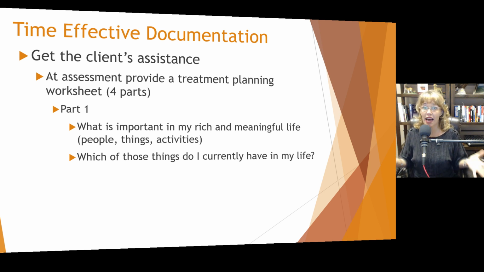So part 1, what I have them do is identify what is important in their rich and meaningful life. What people, things, activities. We talk about what this is going to look like, what I'm hoping they're going to be able to bring back to me the next week. And also, of those things that are important, which of those things do I currently have in my life? A lot of times we're so focused on what we don't have, or I can be happy when I finally get, that we forget the things that are important that we currently have in our life. So this is one little step to helping people identify what resources, strengths, tools, and important things they currently have.